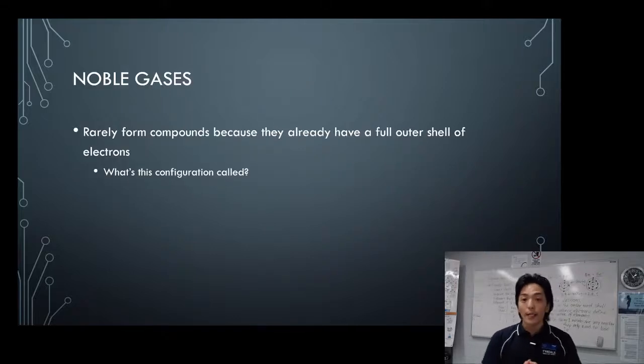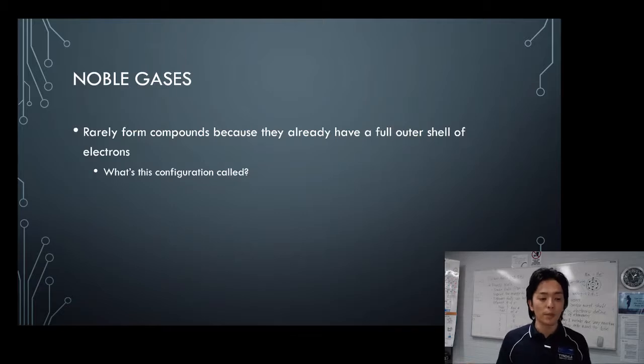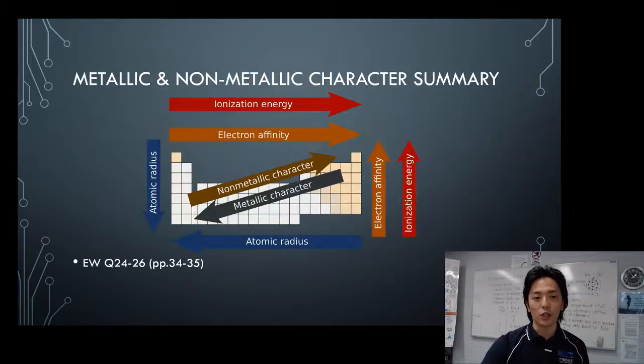Noble gases, as I've been mentioning, rarely form compounds because they already have a full number of electrons in each shell. What's this configuration called? I have already been mentioning the octet configuration.